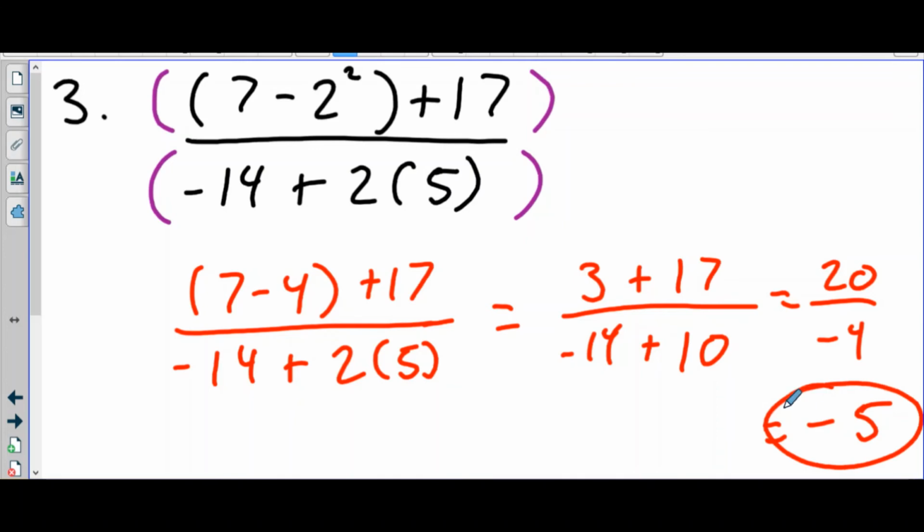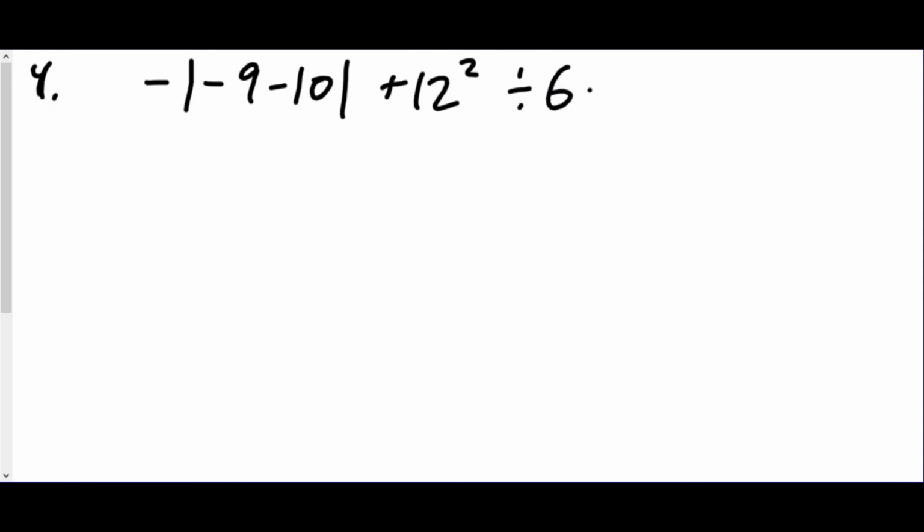And we've got one more problem. Question 4 is negative absolute value of negative 9 minus 10 and the absolute value plus 12 squared divided by 6 times 3. Okay, so I see that I have absolute values here.